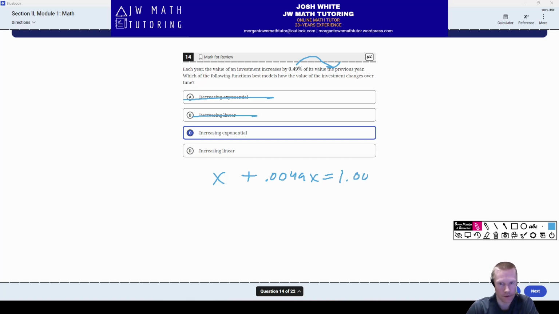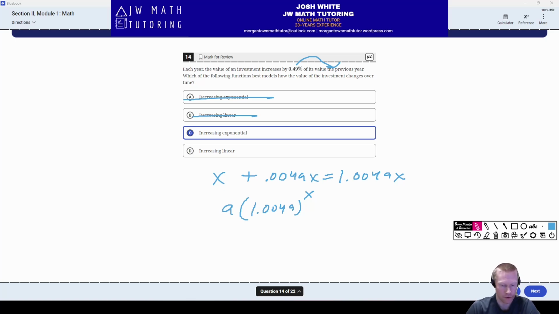So you get 1.0049x. So 1.0049 is basically your base. In other words, if you think about an exponential function, you have your initial amount, and then the 1.0049 is going to be the base here, and then it's raised to some power. So this is how it's exponential.